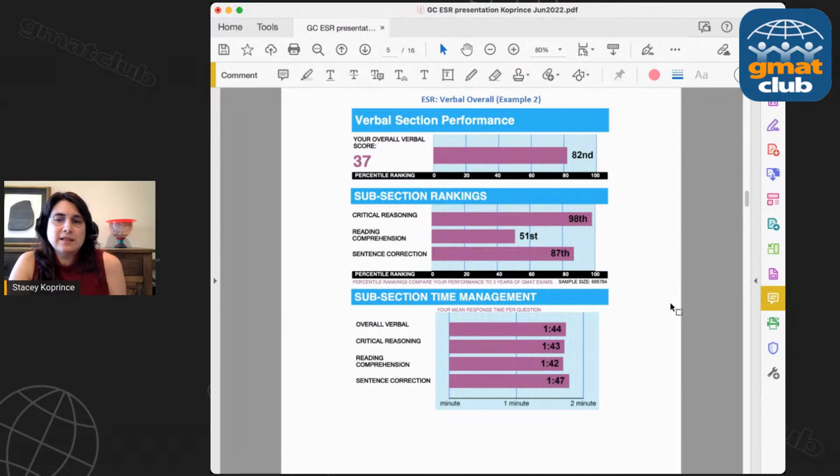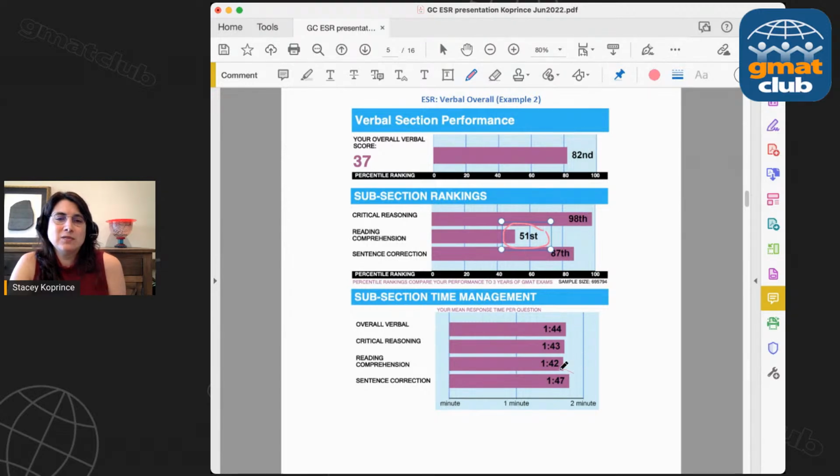And JDeep, yes, I think for the one that we just looked at, yes. Focus on RC and CR for sure. So in this one, you can see that RC is the lower one. CR is amazing this time. Doesn't get much better than that. And sentence correction is also very strong on this one.